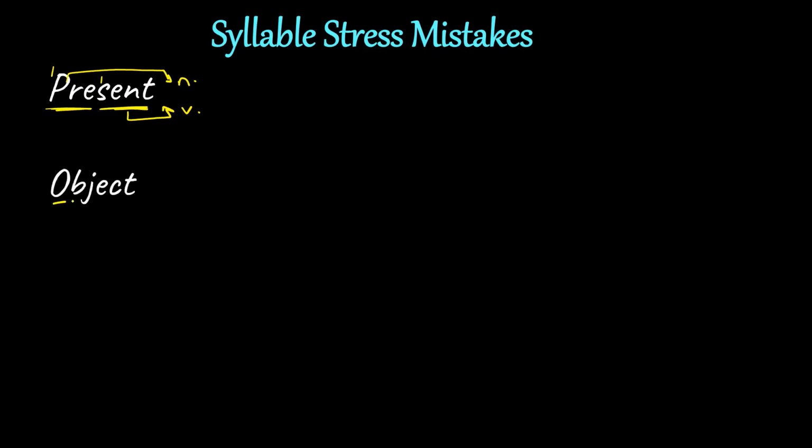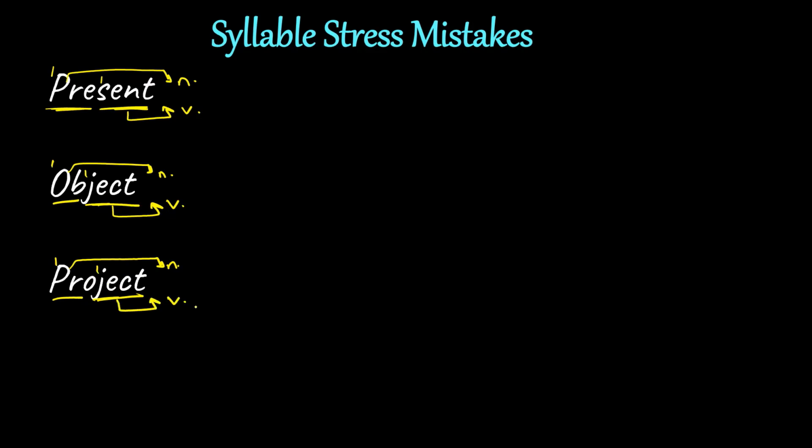Another example, object. When we stress ob, the first syllable, it means something, it's an object. But when we stress the second syllable, ject, it gives the verb object, means to refuse. She objected to the proposal. Project. When we stress pro, it gives the noun, the company's new project. But when we stress ject, it's the verb. To project means to show.